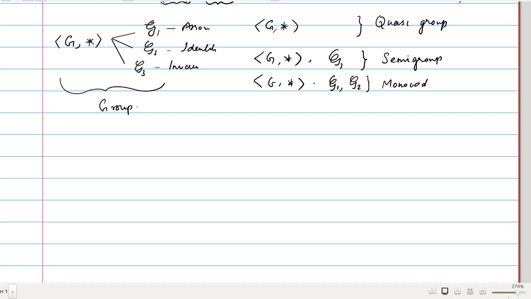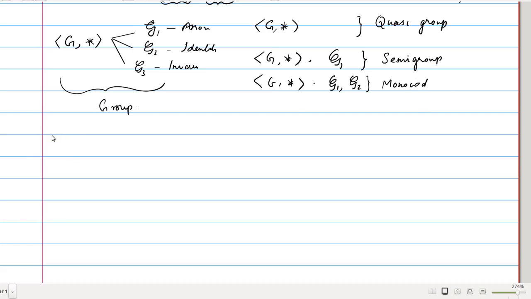So using these facts you can get some substructures, or if you weaken the axioms of a group, then you will get structures called quasigroup, semigroup, and monoid. We are not going to elaborate on these structures. We just give the names of these three structures.